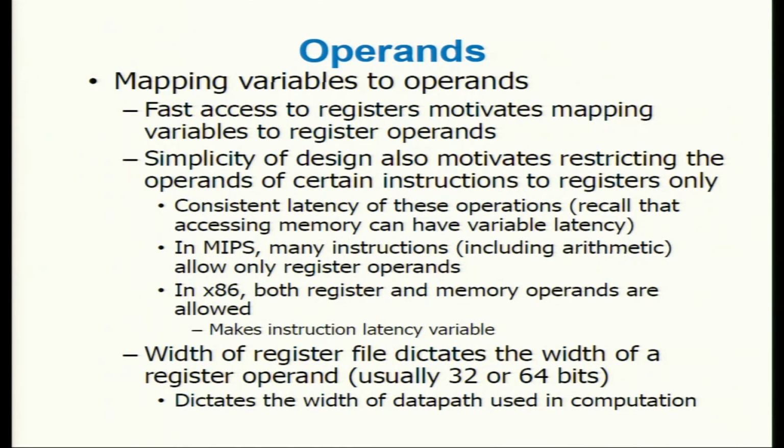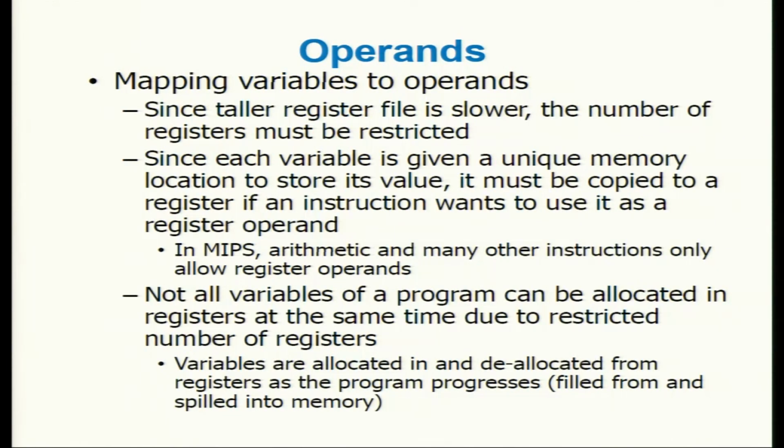Now, the width of the register file dictates the width of a register operand, which is usually 32 or 64 bits. And this also dictates the width of the data path used in computation, and the width of the computer. For example, when you say 32-bit computer, this is what it means: it's how wide the registers are. When I say 64-bit computer, this is what it means: it's how wide my registers are. Now, one problem is that as the register file gets taller, that is, as you have more registers, it gets slower and slower. So essentially that means you cannot have as many registers as you want. The number of registers is going to be restricted.